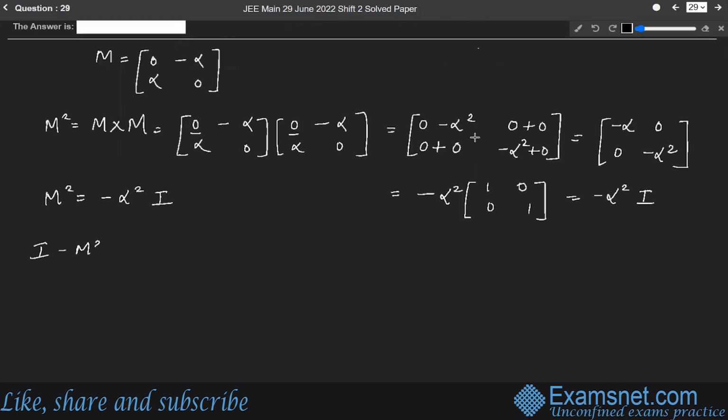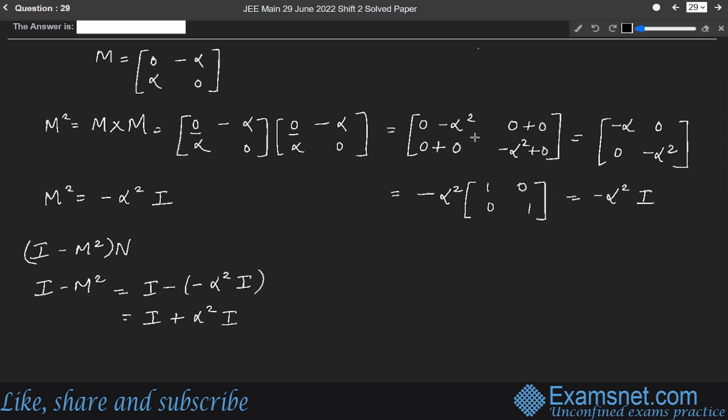I minus m square into n. Okay. So firstly, let us calculate the value for I minus m square because we have the value for m square, right? So what will be I minus m square? It will be I minus the value of m square, which is minus alpha square into I. So this will be I plus alpha square into I. This minus minus will be plus.